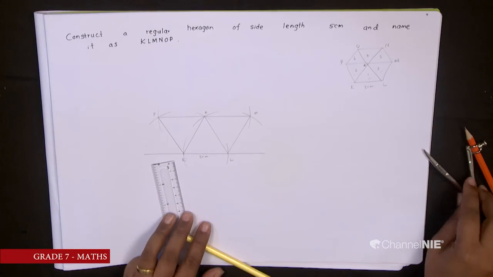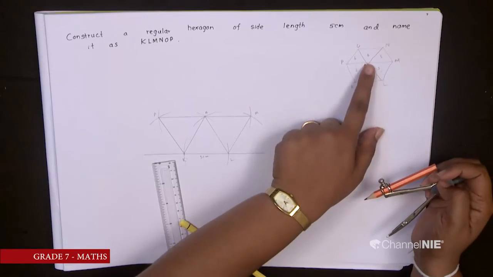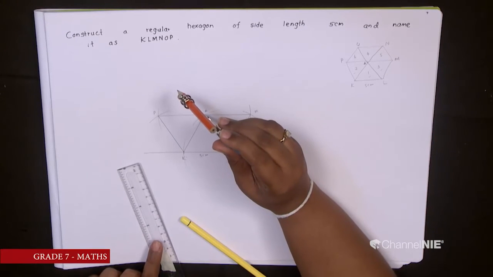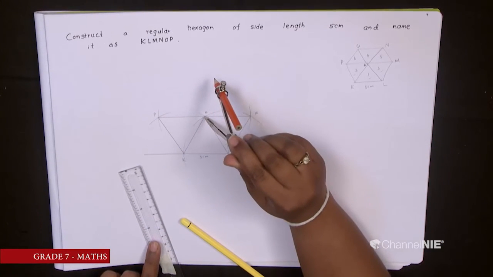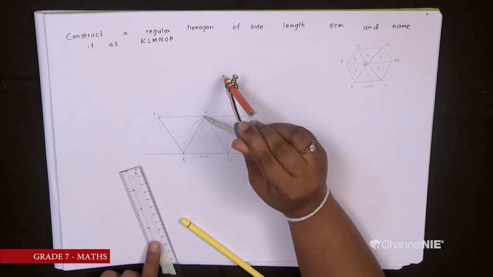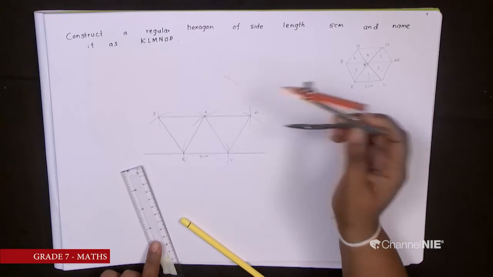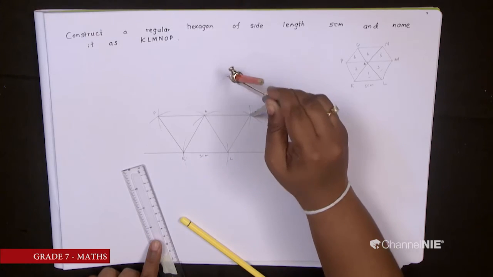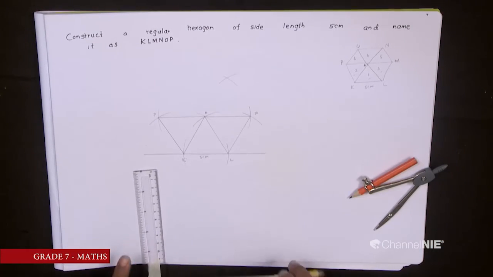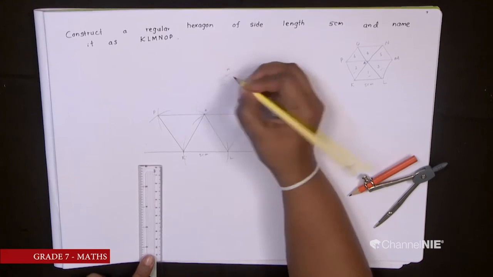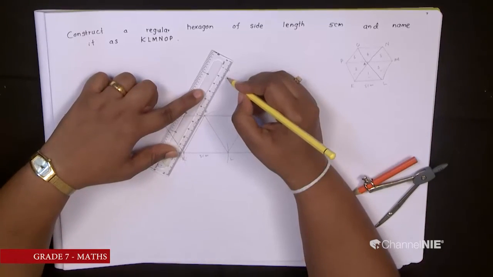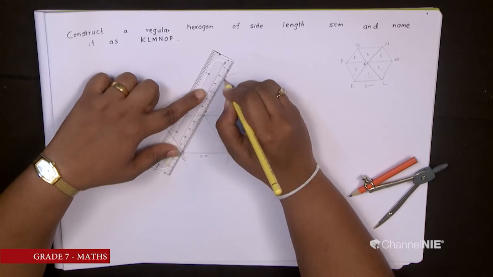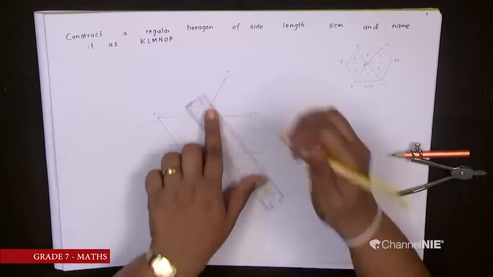So I will go for the 4th, 5th and 6th triangles. So once again I am going to place my pair of compasses on A, draw an arc, then place my pair of compasses on M, draw an arc. Now we have constructed the point N. So we can join the points AN, then NM.